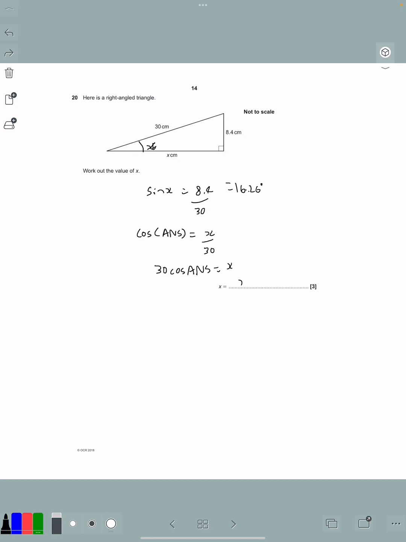X would be 28.8 centimeters, which seems reasonable as it's a bit shorter than the hypotenuse.